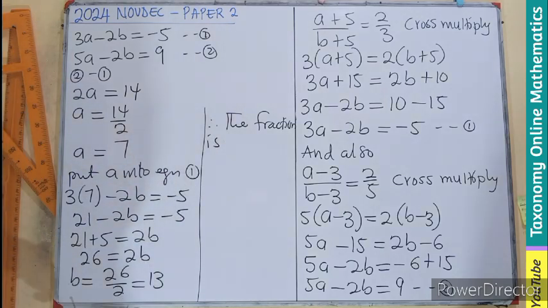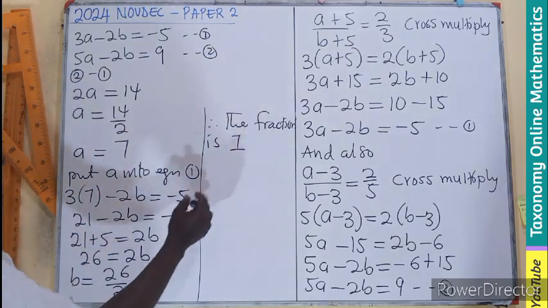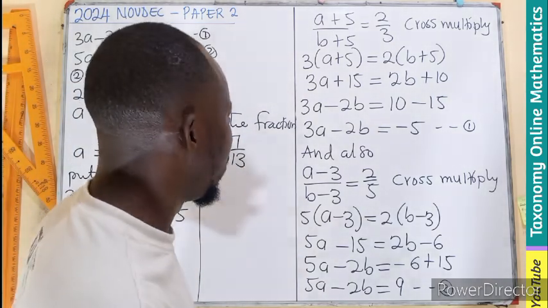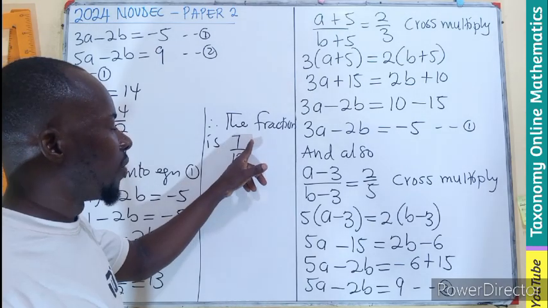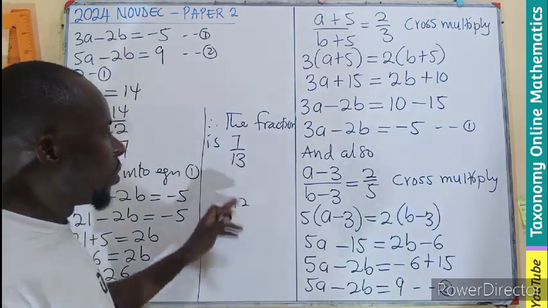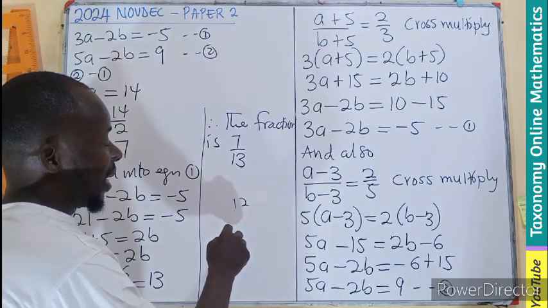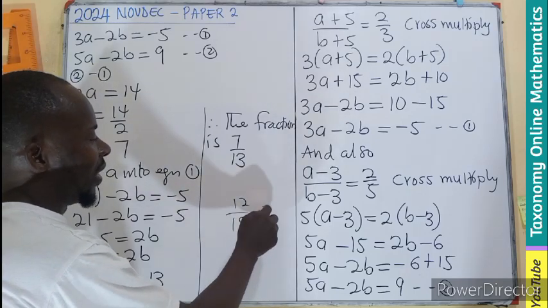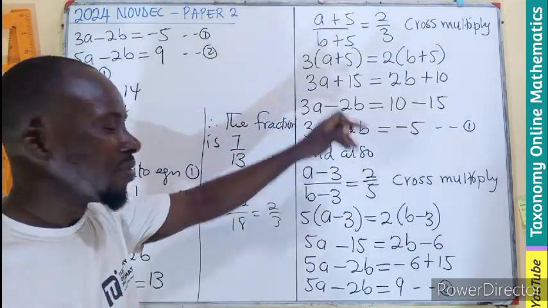So therefore, the fraction is going to be a, which is 7, divided by b, which is 13. So let's see if we add 5 to this. If we add 5 to this, what do we get? We get 12. We add 5 to this, what do we get? You get 18, right? What is the common factor? 6 can go here 2. 6 can go here 3. That's the fraction we have.